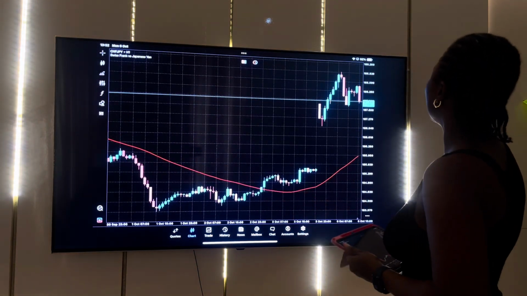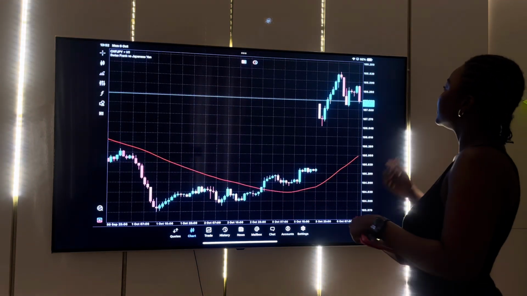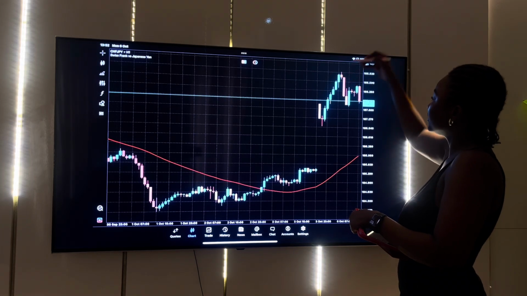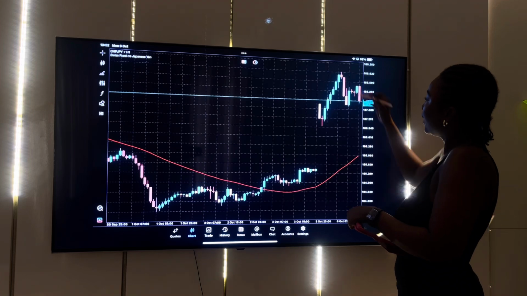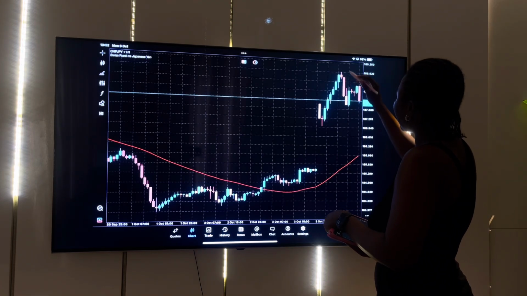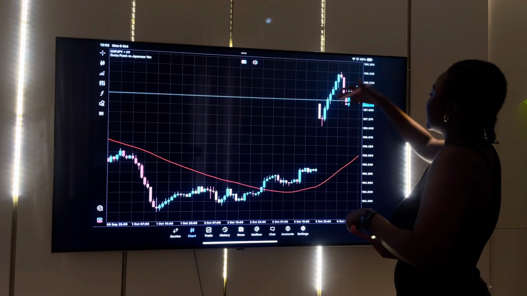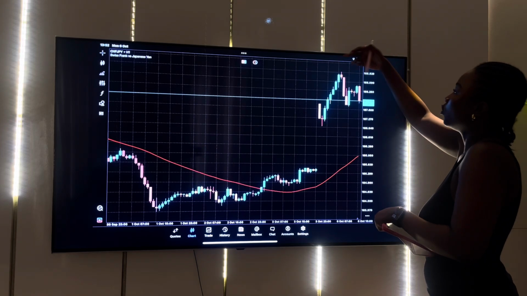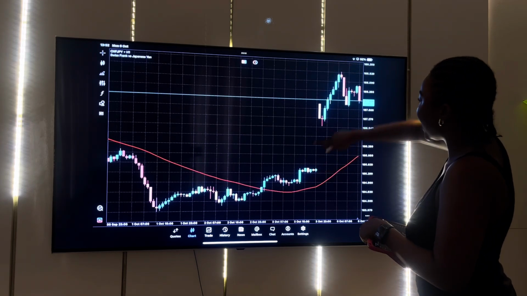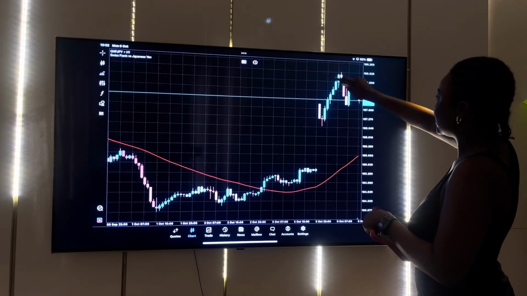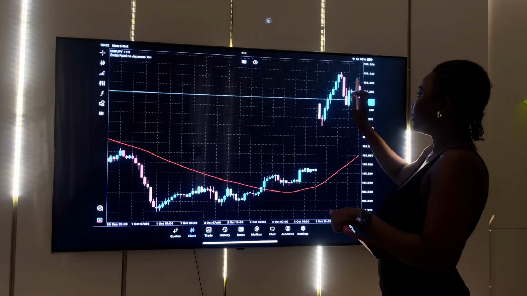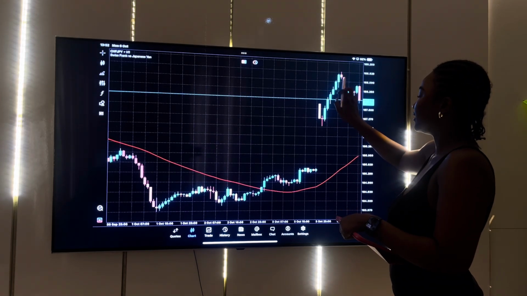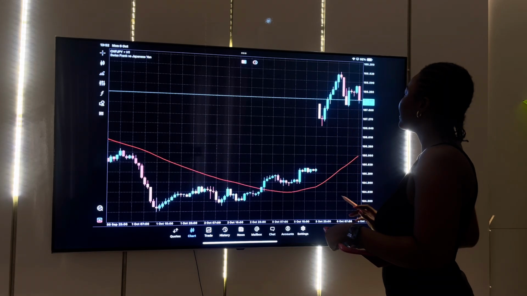Okay, look right here. What do we see? It was previously green, then a doji candle happened, and then we see a big red candle. What does that mean? That the price is now moving from the buyers to the sellers. Do you spot what's happening here? This is the 3 candle formation signaling a sell.